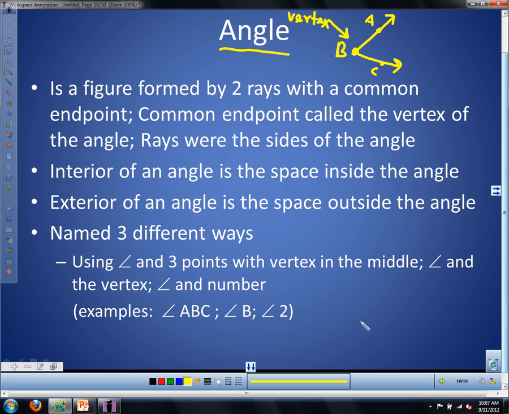I'm going to draw another one down here. Important characteristic: rays are the sides of the angle. Yes, rays are the sides of the angles. So each side is a ray. Another important characteristic: the part between the rays is called the interior of the angle. The exterior is everything out here. So everything outside the two rays is the exterior of the angle.